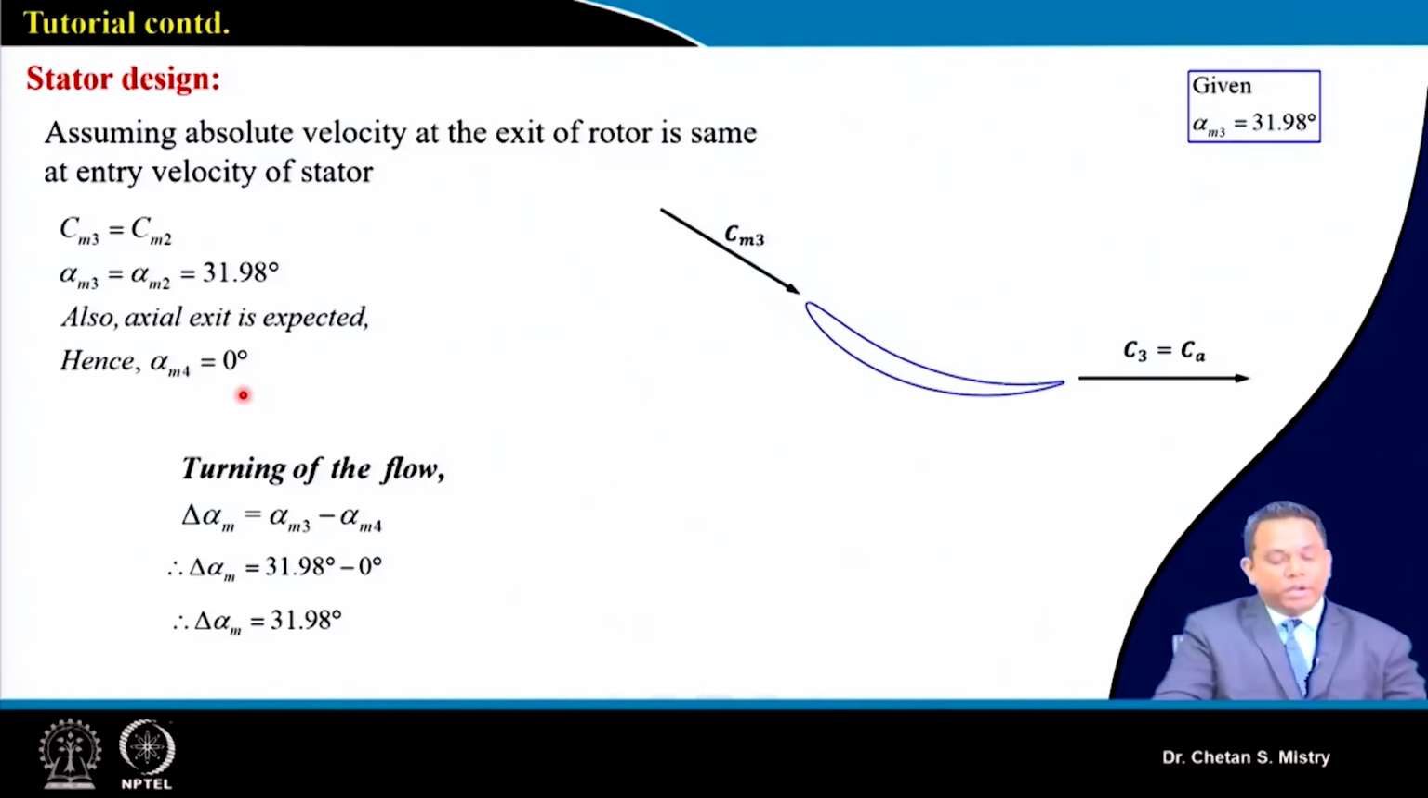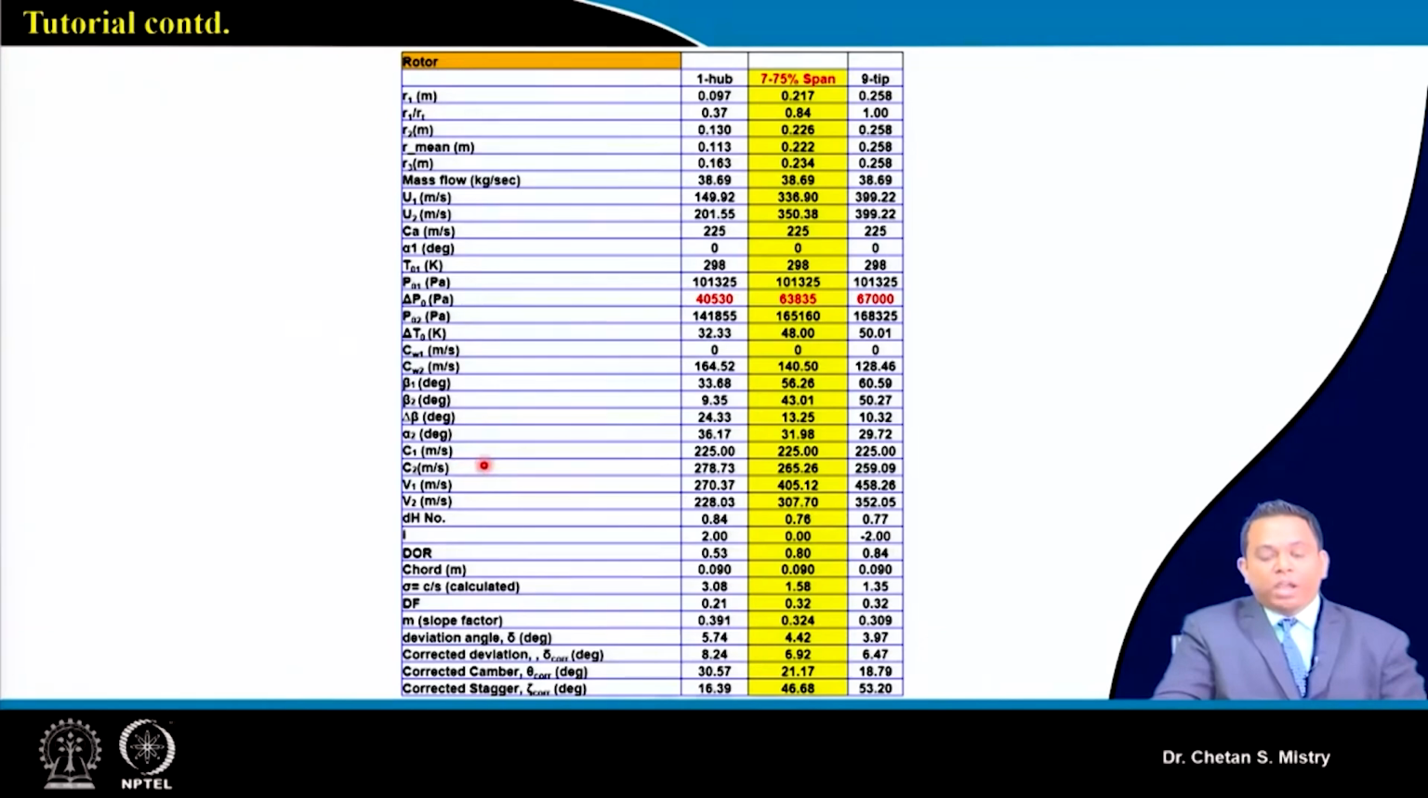Now if we look at the axial velocity at the exit of the rotor, it is in the range of subsonic flow.